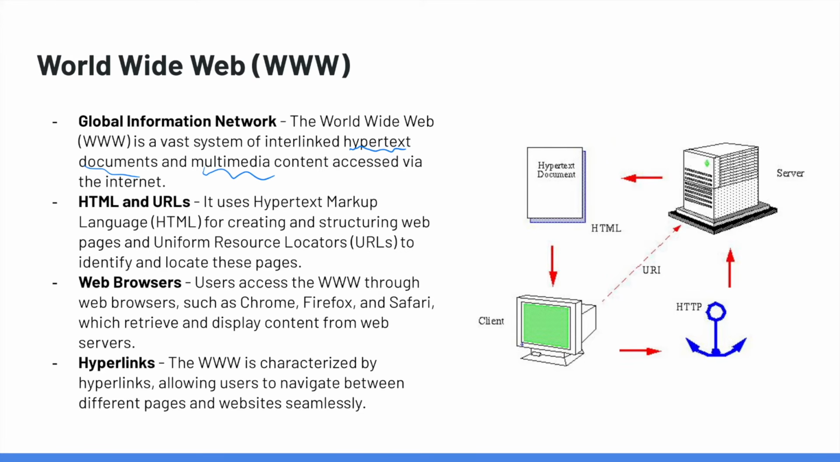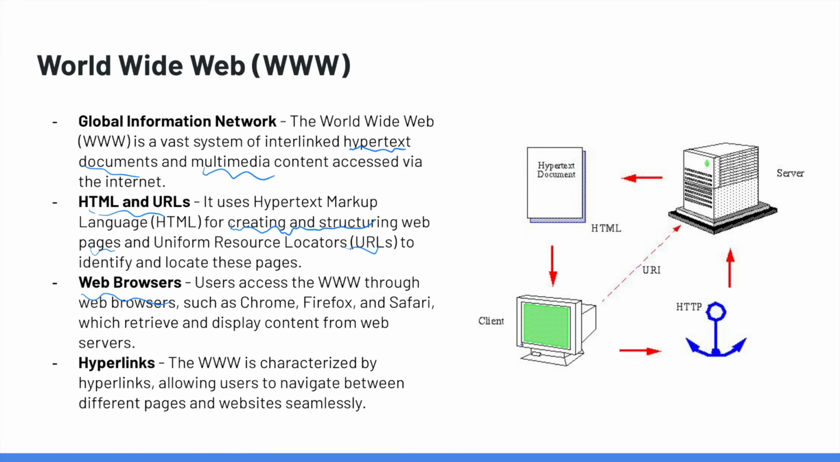So the World Wide Web is interconnected documents that you see on the internet, and these documents are connected by things like links. So HTML and URLs are a part of the World Wide Web in the sense that HTML allows us to create and structure web pages, and URLs allow us to identify and locate those web pages. And as I said before, we are able to access the World Wide Web through web browsers.